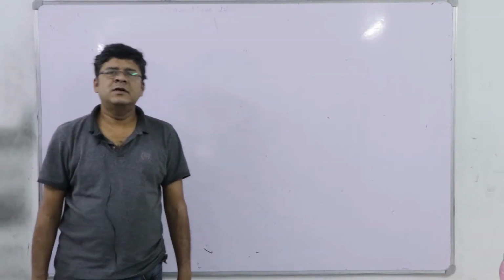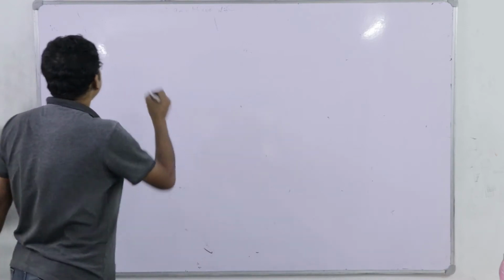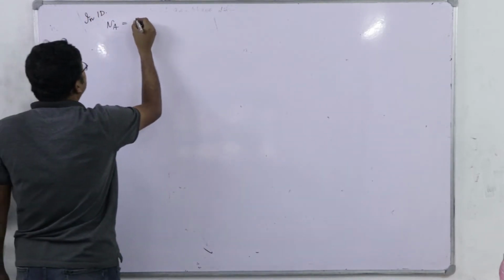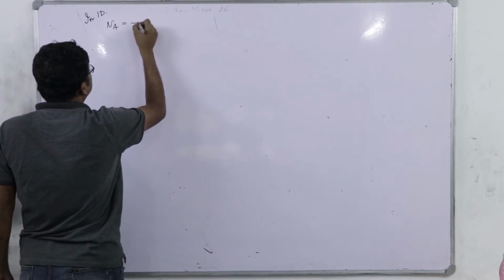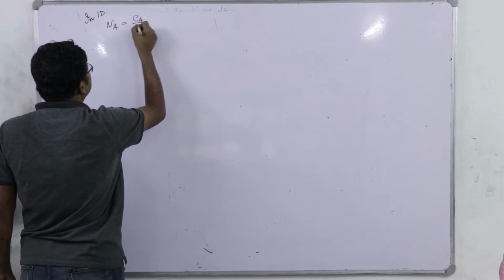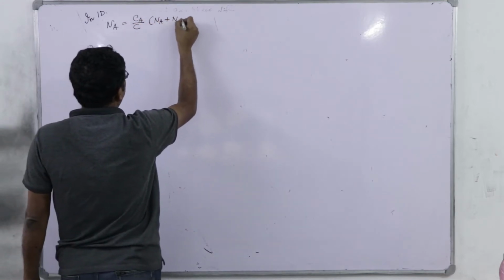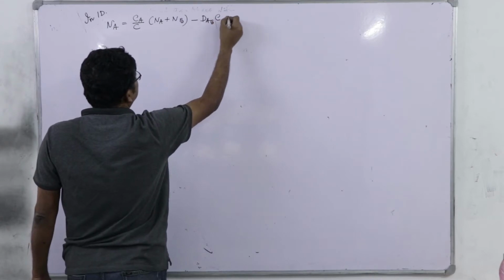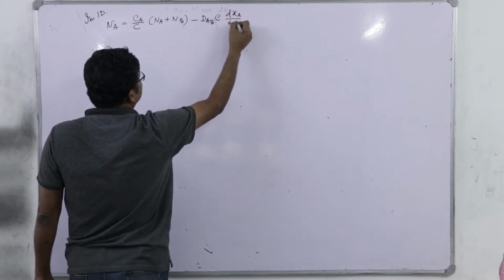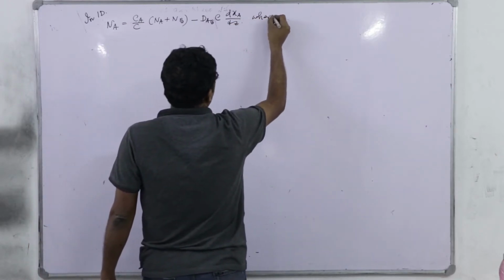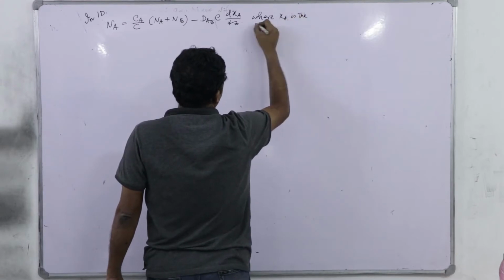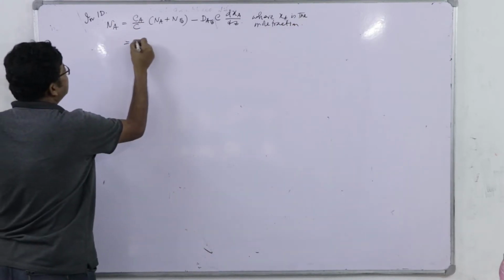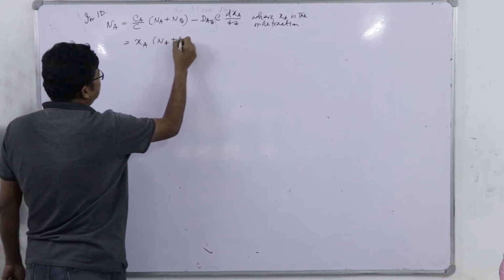Now, we will discuss the diffusion of liquids. So, you see that Na in 1D, we can write that Na equals Ca by C times (Na plus Nb) minus Dab into C dxa/dz, where Xa is the mole fraction. Now, this automatically is the mole fraction times (Na plus Nb).